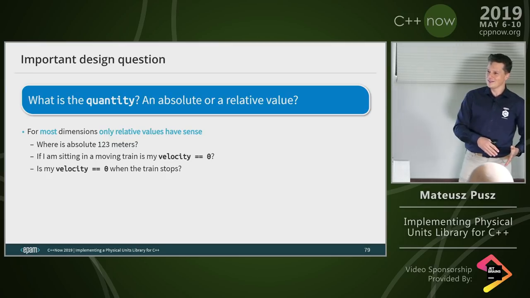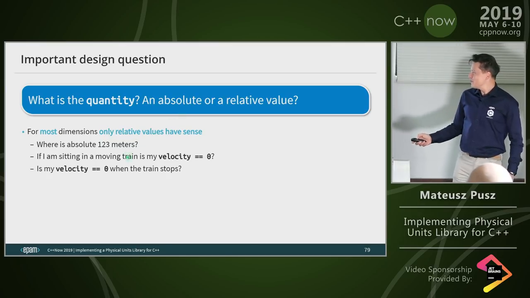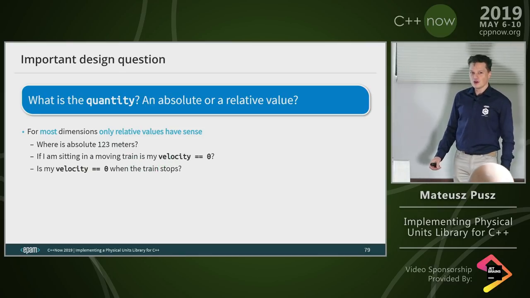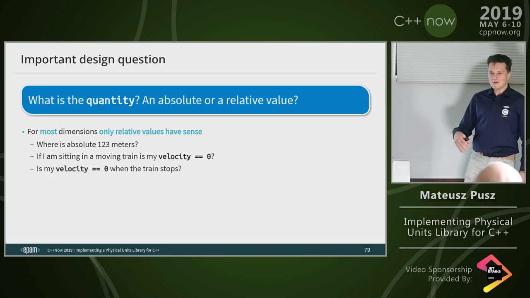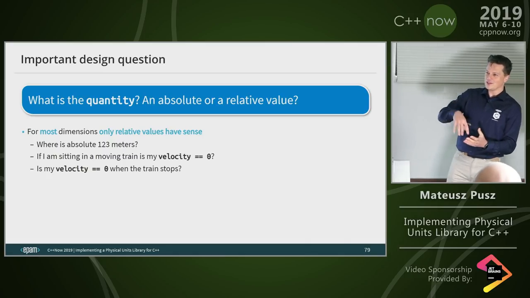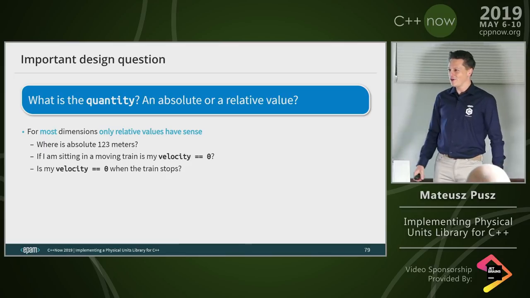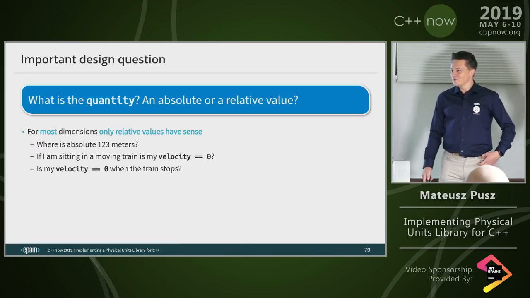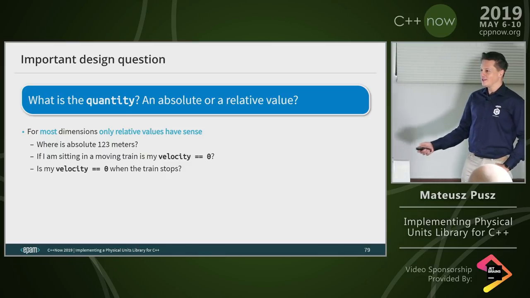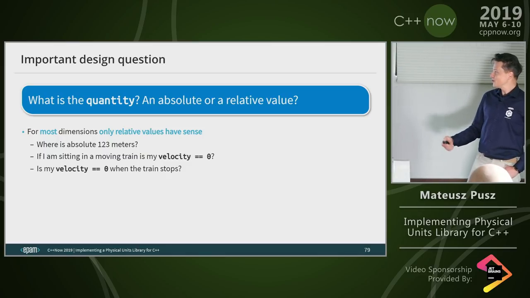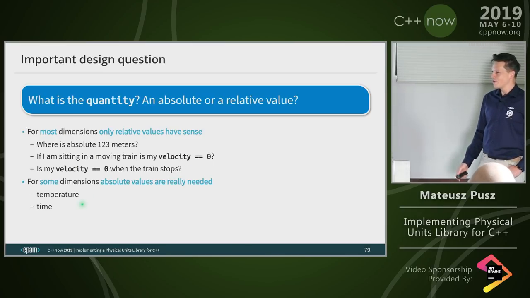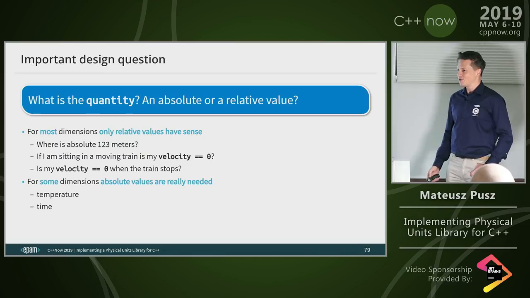Where is zero, yes? If I'm sitting in a moving train, is my velocity zero? Or when the train stops, is my velocity zero, taking into account that the train sits on an Earth that is orbiting through all the galaxy? Where is velocity zero, yes? All of this is relative. However, we need some absolute values. Temperature, time work with absolute values, and for that we will need absolute support.